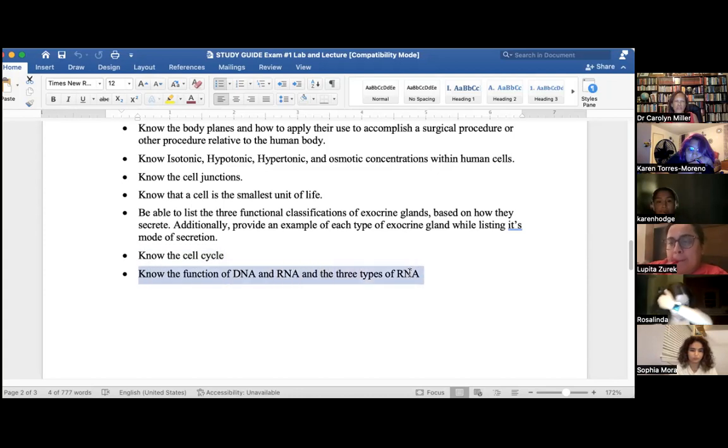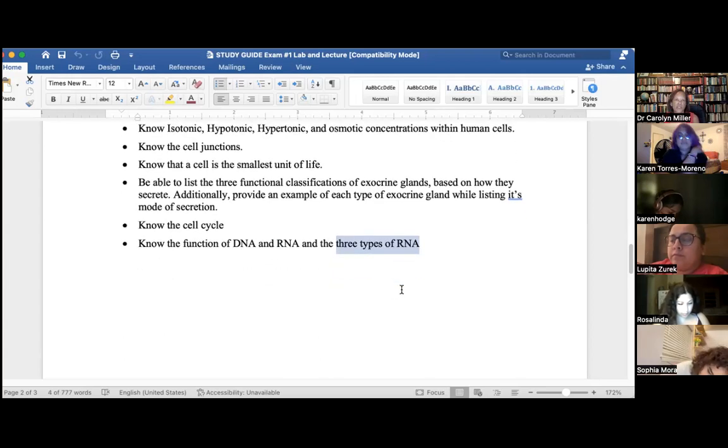Know the functions of DNA, which carries the genetic code, and RNA. It helps with the replicative processes and the three types of RNA. Messenger RNA carries the codon. It's a transcript of what's in the DNA. Ribosomal RNA is in the ribosomes, and transfer RNA brings in the amino acid for translation.